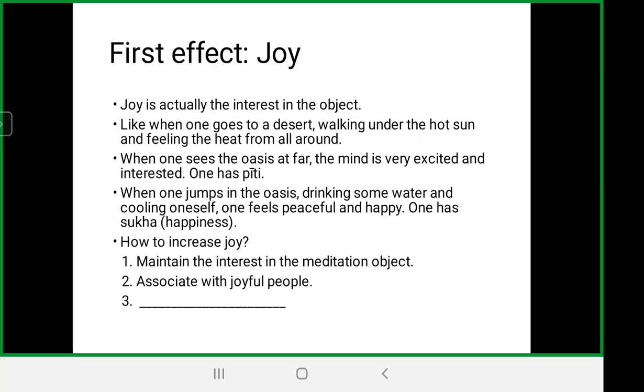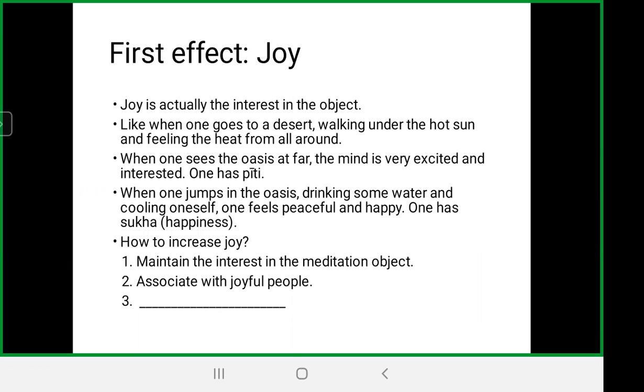When you jump into the oasis, you drink the water and cool yourself down, and you feel so peaceful and happy. So you have sukha, happiness. There is a difference between piti and sukha. Piti is excitement, interest in the object. Sukha is happiness, all right?